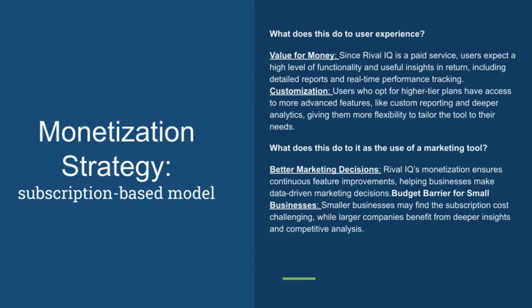So, since Rival IQ is a paid service, users expect a high level of functionality. That's why a small business may not gain much from this. But however, if you are paying that hefty bill, you get detailed reports and real-time performance tracking, which is really nice. Users who opt for these higher plans do have access to advanced features. They have custom reporting. You can actually go in, you can put as many brands as you want, and you can customize your report to what you want. And that gives you a lot of flexibility with your brand. So because we're paying for this, again, as I keep mentioning, smaller businesses just may not find it worth it.